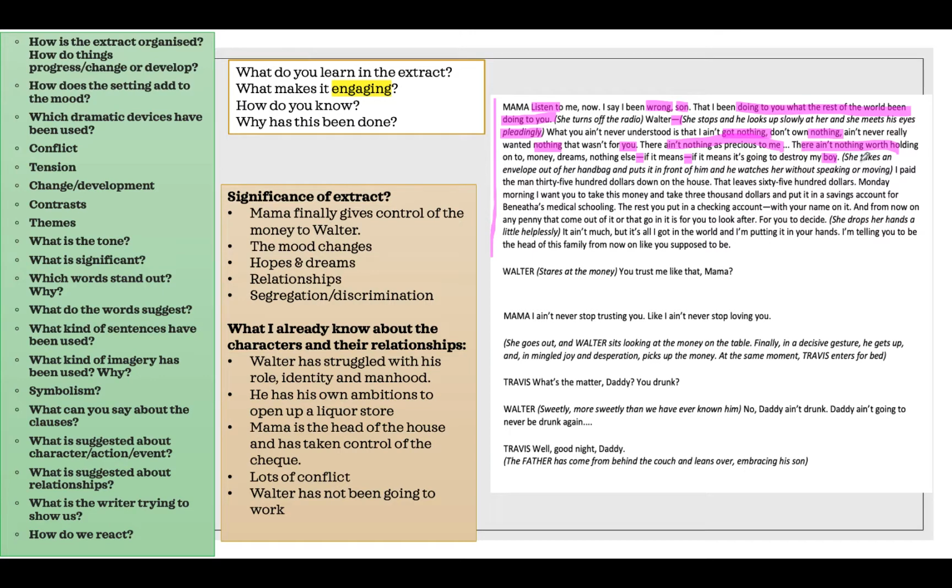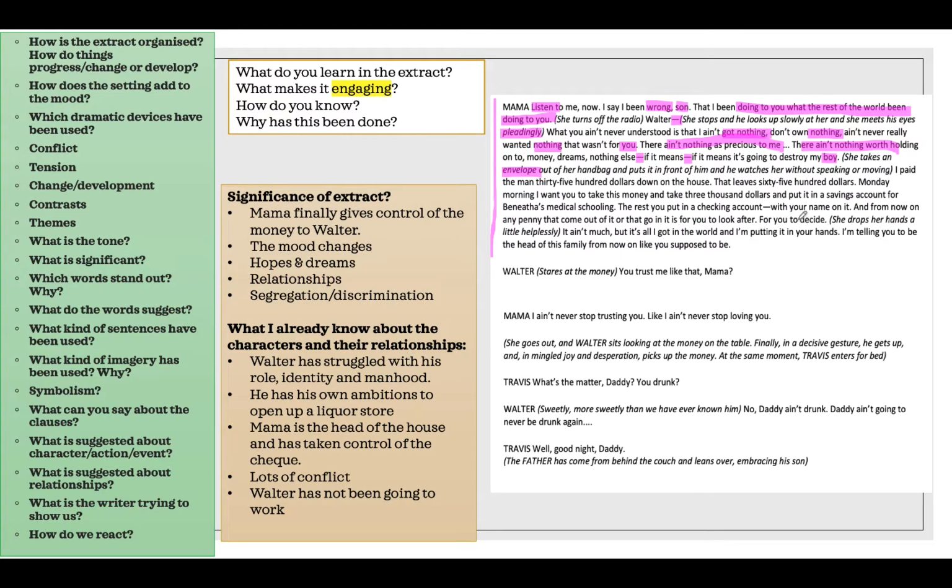Now, this action is important because we know what is in the envelope. We know that the money has been quite significant all the way through the play. It's mentioned all the time, all the characters talk about it. So we know what's going to be in this envelope. So it's important that we understand that the stage directions here are quite significant.